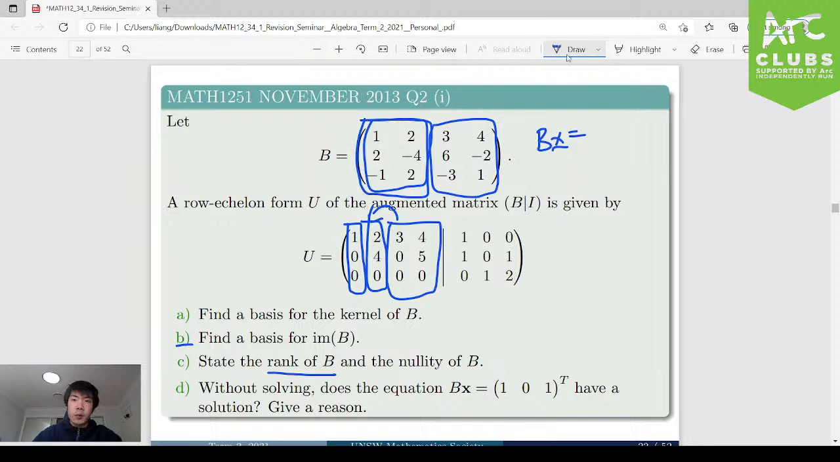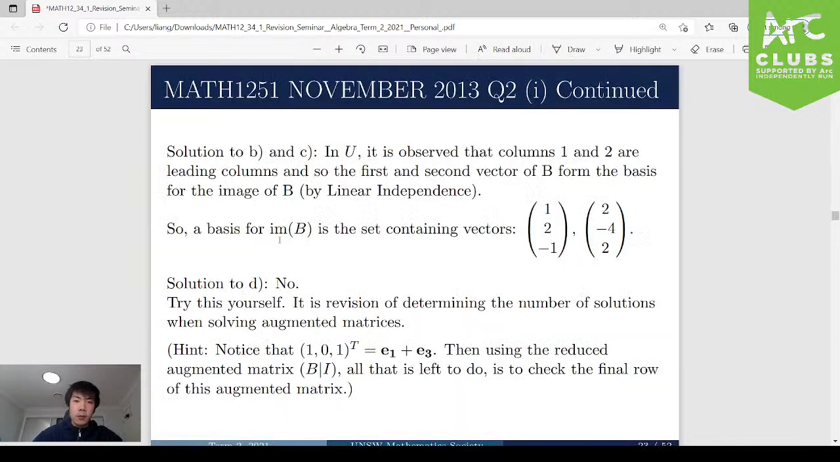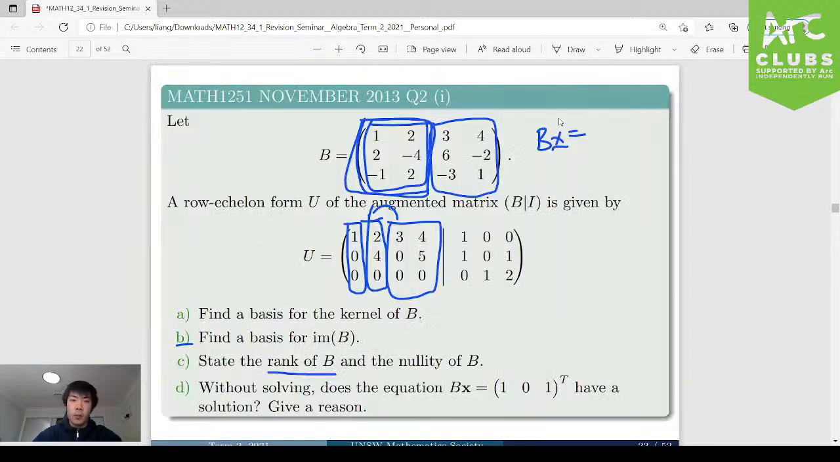And so that's a very fast way of finding a basis for the image. You simply figure out what the leading columns are, and then you just extract those columns out, and that is good enough to form your basis, because the other two columns don't really matter, since they can be expressed from your first two columns anyway, okay? So your basis for the image of B will just be the set containing these two vectors, and these two vectors, if you recall, are the first two columns of your original matrix B. 1, 2, minus 1, and 2, minus 4, 2, okay?